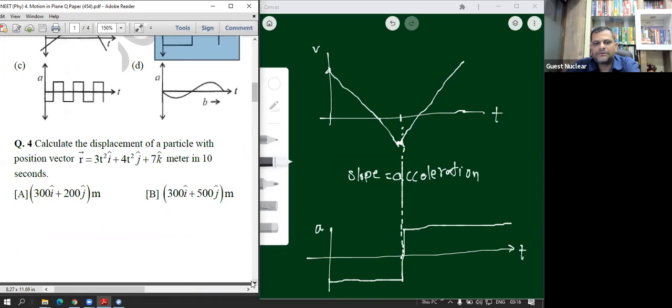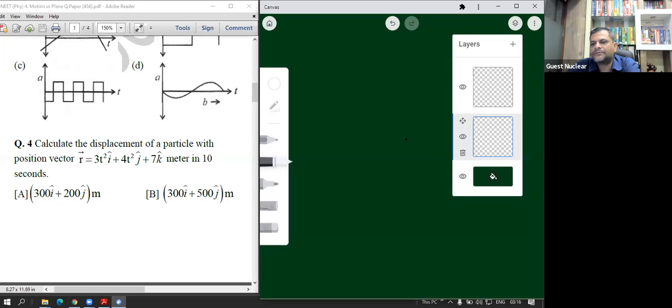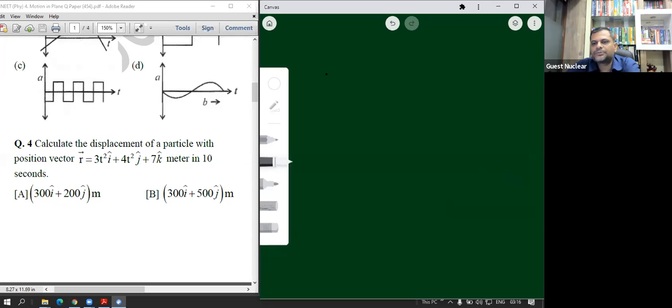ठीक है, चलो let us go to the next question. देखो, calculate the displacement of the particle with the position vector r bar in 10 seconds. देखो इधर 10 सेकेंड्स में इस पार्टिकल का डिस्प्लेसमेंट कितना होगा तो वो हमको ढूंढ के निकालना है। और उसका जो पोजीशन वेक्टर है तो वो पोजीशन वेक्टर दिया हुआ है इन जनरल। ठीक है, तो किसी भी इंस्टेंट पे उसका जो पोजीशन वेक्टर है तो वो हमको मिल रहा है r bar is equal to 3t square i bar plus 4t square into j bar plus 7 times of k bar.